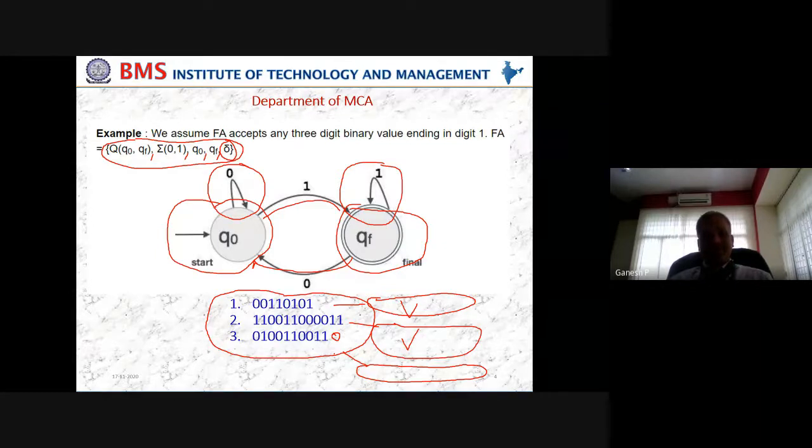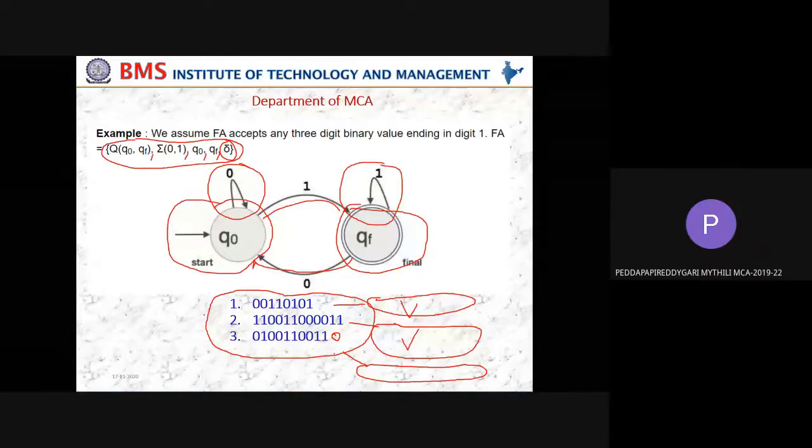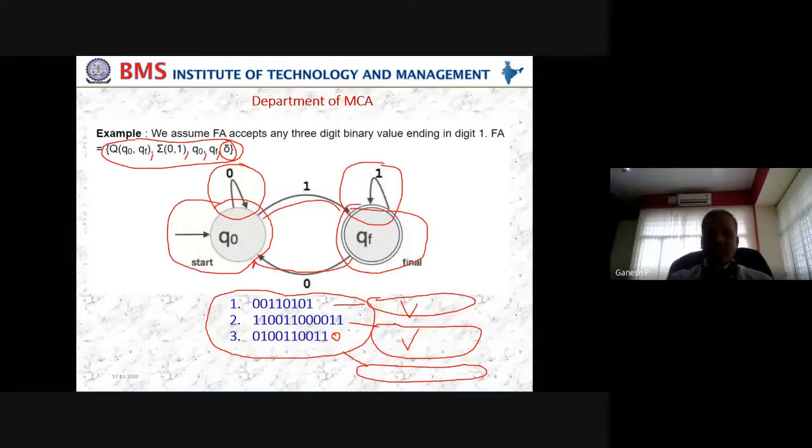Is it valid? No, sir. No. Why? Because after 1, 1, you have got 0. When you get 0, from the final state you have come back to a normal state, that is the first state. So when the input is completed, you have not reached the final state. So it is going to be invalid. It is not valid. So that is how we identify it.